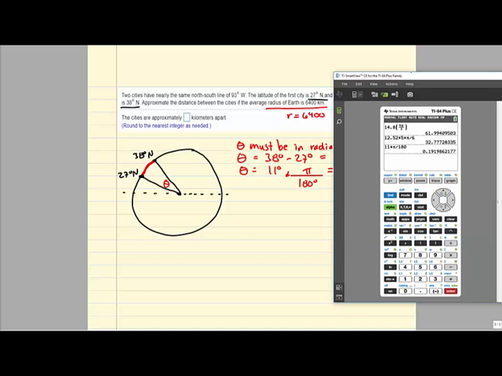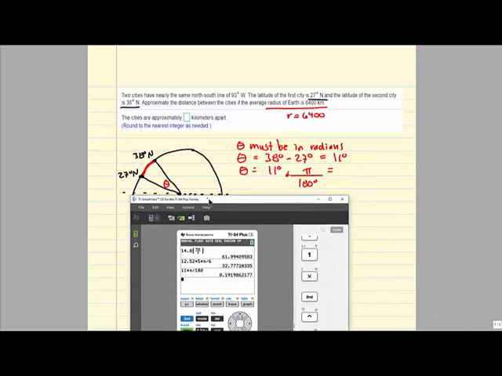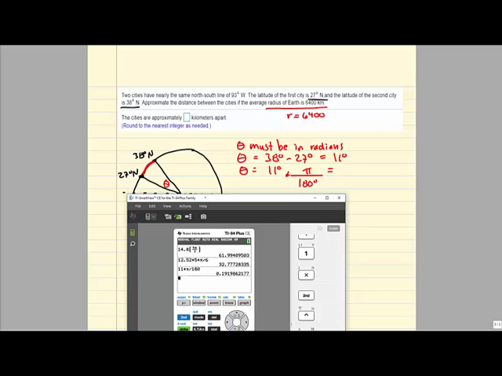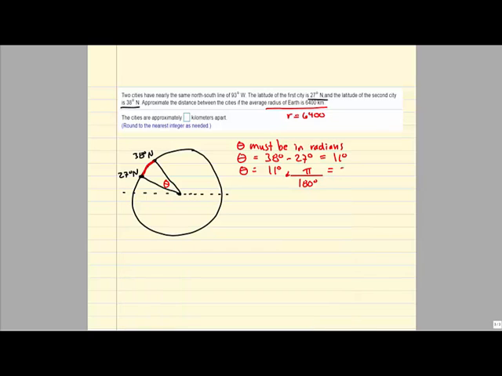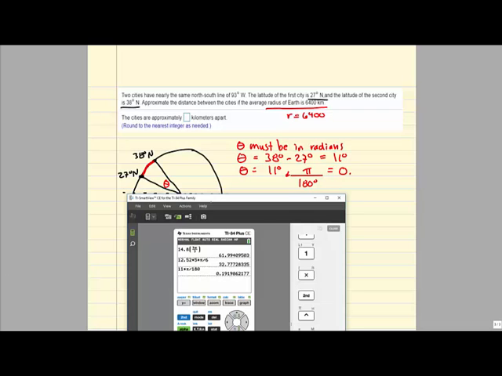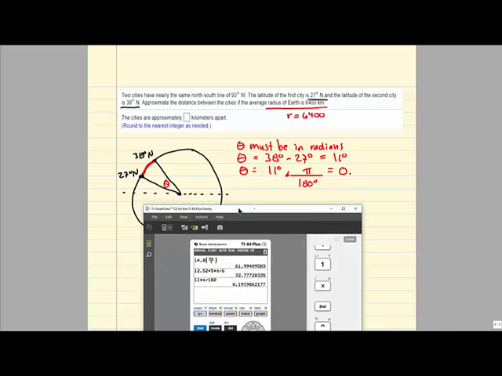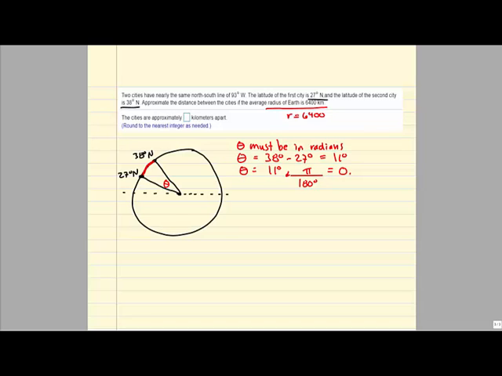And this is going to leave me with my radian measure. So I don't want to round this. I want to make sure I keep it out as much as I can. Oh, the calculator disappeared. So 0.191986 2177. Okay, so that's theta.